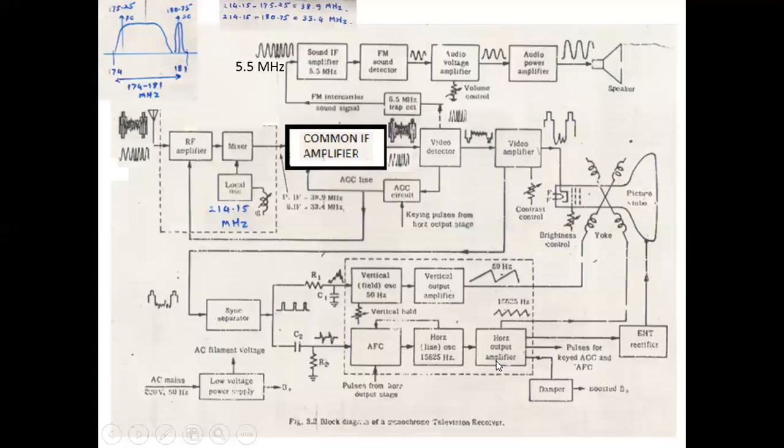One more output is coming from this horizontal output amplifier, given to the EHT rectifier. EHT is nothing but extra high tension. EHT consists of a transformer whose primary turns are less and secondary turns are more. So according to the principle of N1 by N2 is equal to V1 by V2, the output is boosted, rectified, and this DC voltage is acting as a final accelerating anode to this CRT display.